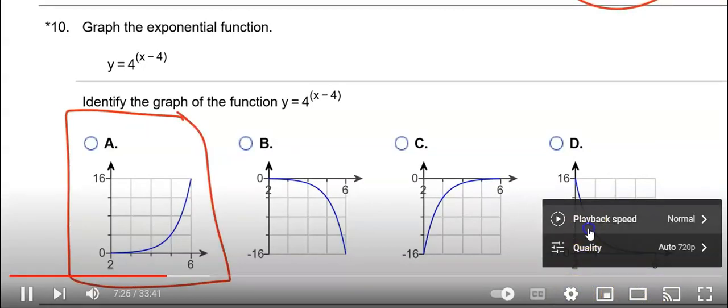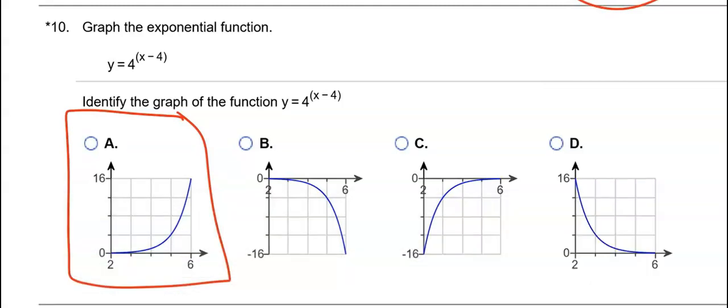Okay, I'm going to go over here to the playback speed and go 1.25. Then your notes can be done faster.